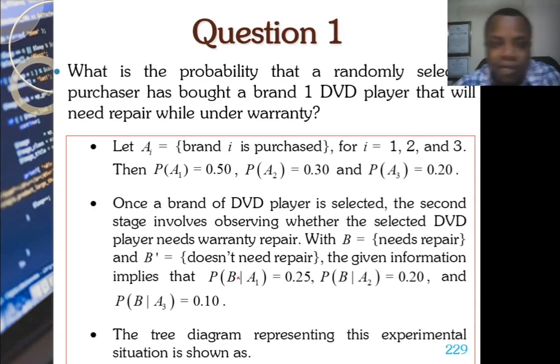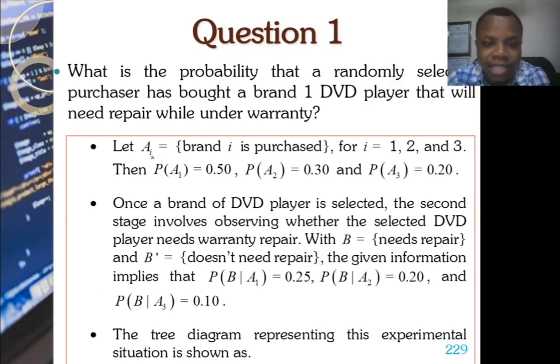So the question follows. What is the probability that a randomly selected purchaser has bought a brand 1 DVD? What is the probability that a randomly selected purchaser has bought a brand 1 DVD player that will need repair while under warranty? So with this, we have the event.